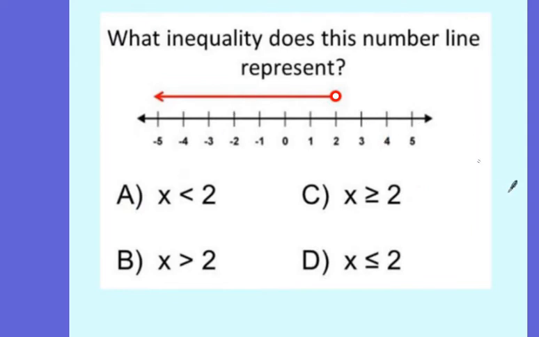And the next one, pause the video, and in your light blue books, is it A, is it B, is it C, or is it D? Okay, this time I've got an empty circle, so we're not including that number. But again, we want all the numbers that are less than 2, not including 2. So the answer I was looking for is A.